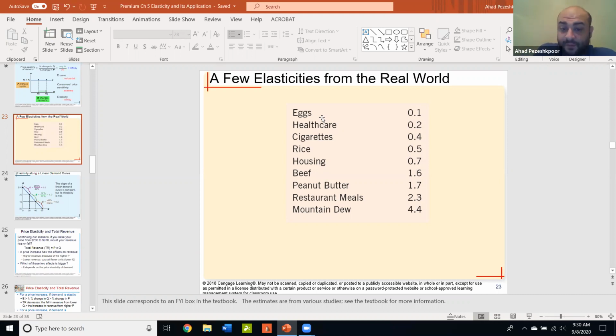On the other hand, beef, peanut butter, restaurants, and Mountain Dews, they're all elastic. If the price of beef goes up, people will just not buy it because they can substitute something else for their protein intake. Or Mountain Dews, very elastic. Mountain Dews are just not really important. If the price rises, you just go buy yourself a Pepsi or something.